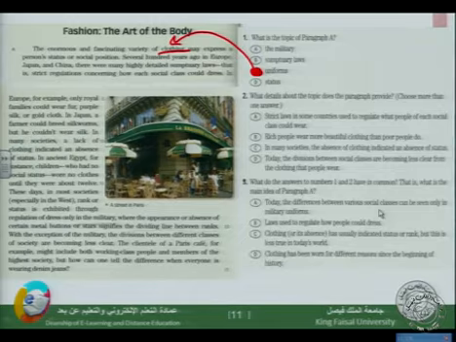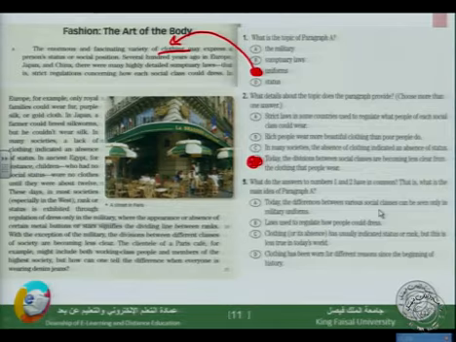So what details about the topic does this paragraph provide? First one, strict laws in some countries used to regulate what people of each social class would wear. Rich people wear more beautiful clothing than poor people do. In many societies, the absence of clothing indicated the absence of status. Today, the divisions between social classes are becoming less clear from the clothing that people wear.